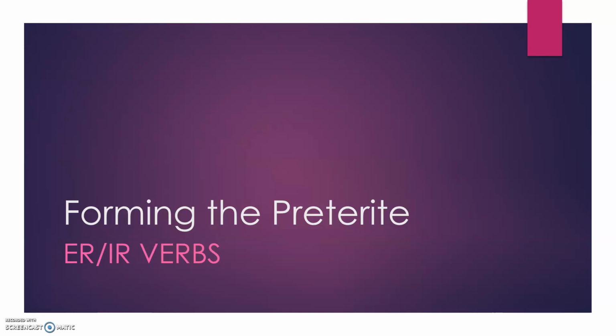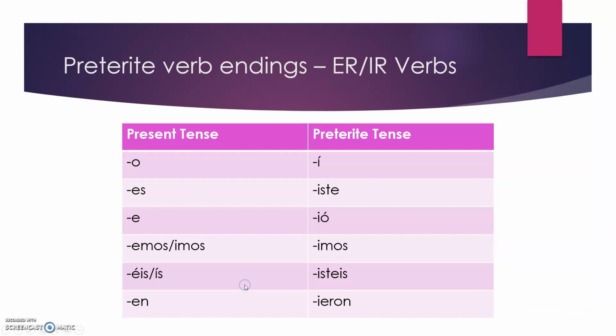Okay, we're going to form the preterite tense with ER and IR verbs. You guys did well with AR verbs last week, so let's continue with these kinds of verbs. So, in the preterite tense, there is just one set of verb endings for both ER and IR verbs.